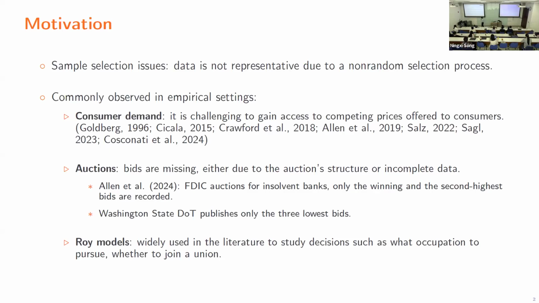And secondly, in auctions, in the data set, we only observe the winning bids, but not all the bids submitted by the bidders. This creates a challenge because we want to use the entire bidding distribution to back out the bidder's valuation distribution. But if we only observe the winning bids, again, we have a missing data problem.